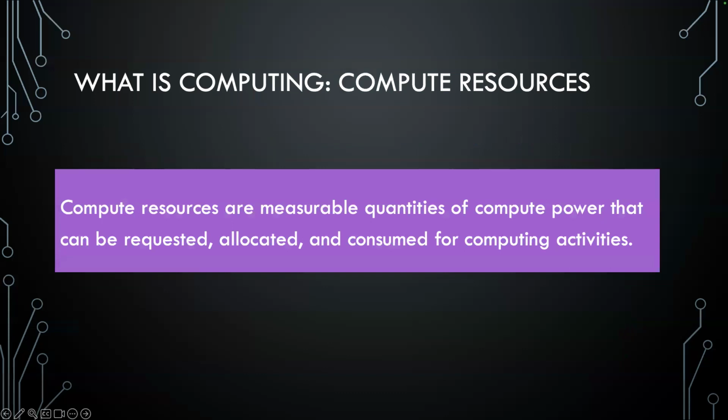So compute resources are measurable quantities of compute power that you can request, allocate, and consume for computing activities. Does anyone have an idea of what a compute resource might be? RAM, yeah. Storage, absolutely. GPUs, yes. Yeah, graphics cards, GPUs. Anyone else? CPU as well. Yeah, don't forget about those. I know it's 2024, but CPUs still matter. Yeah, great. Those are all good examples.